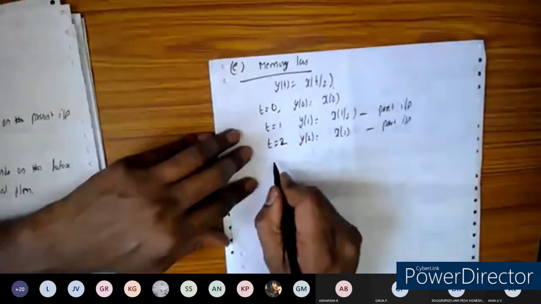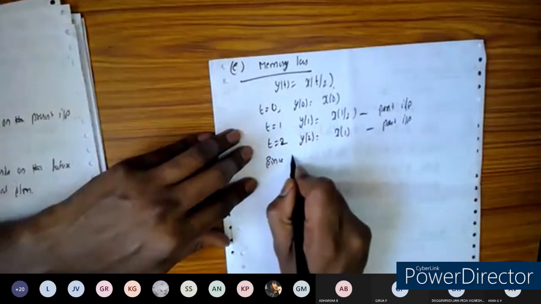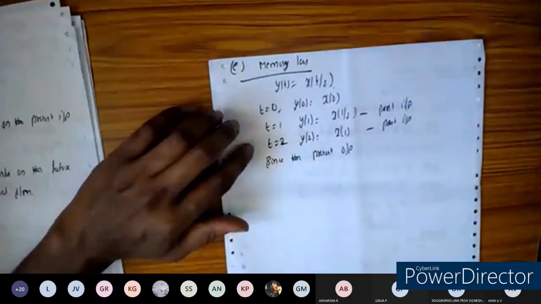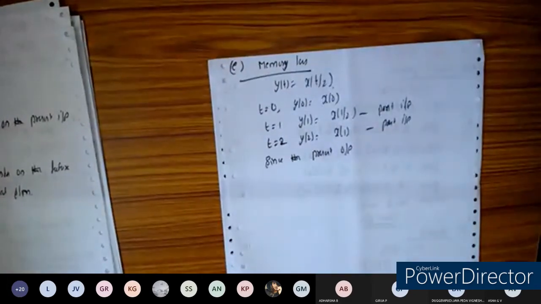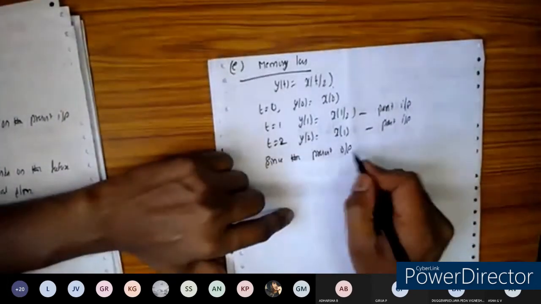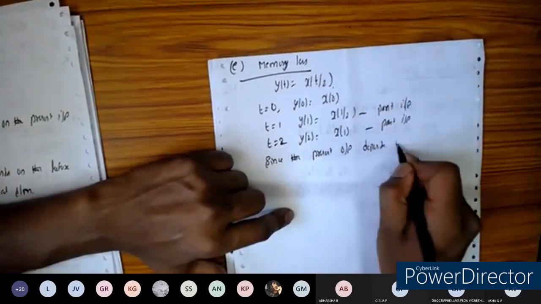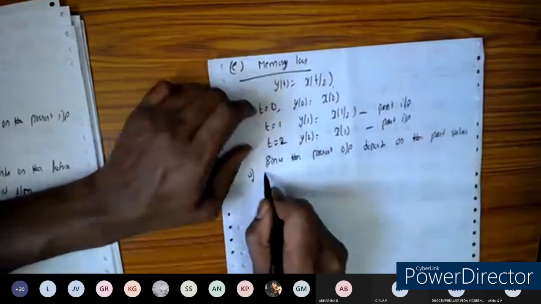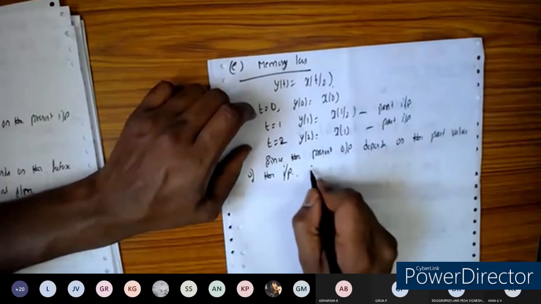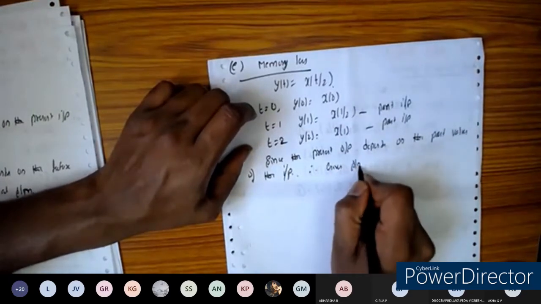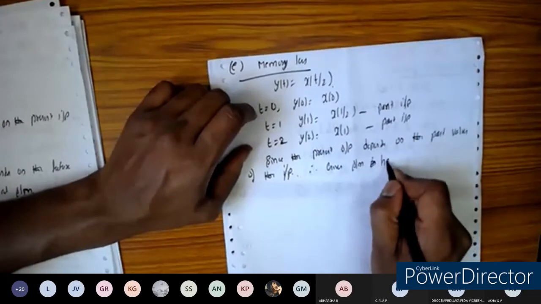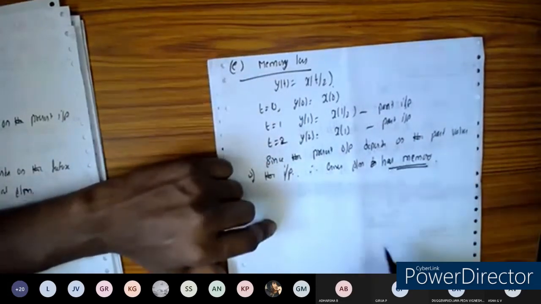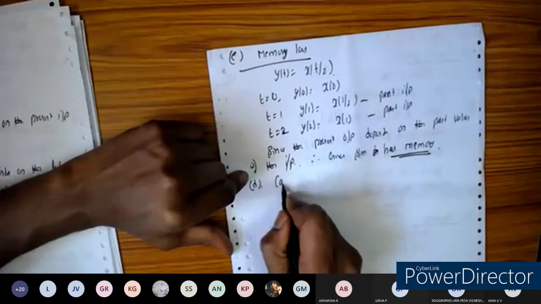Very good. Since the present output depends on the past values of the input, therefore the given system has memory. Whichever topic is there, you can just underline it here.